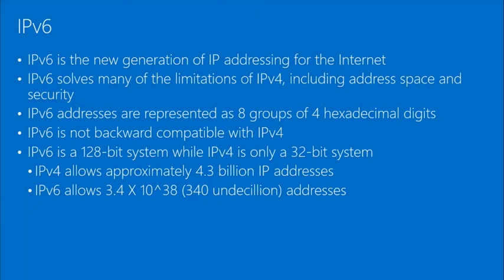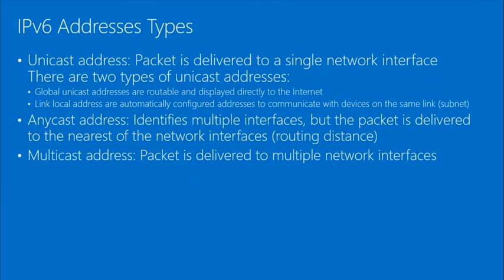And this gives you some information Christopher already gave you. IPv4, about 4.3 billion. IPv6, 340 undecillion. That's that number, undecillion. So our address types: there's a unicast address, an anycast address, and a multicast address. A unicast address is a packet designed for a specific network interface. So this is a packet for a single network interface, for a single device.